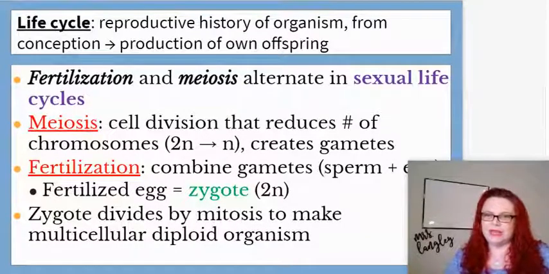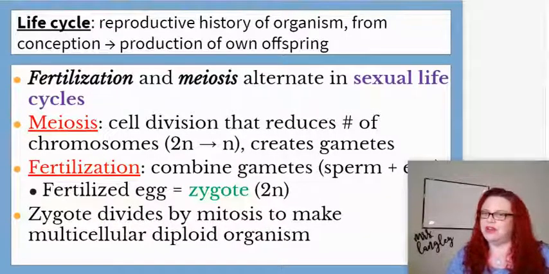The life cycle for an organism is from conception to being able to reproduce its own offspring. That's the life cycle. So fertilization and meiosis alternate in a sexual life cycle. For humans, we have fertilization and then meiosis. Meiosis are cell divisions that reduce the number of chromosomes from diploid to haploid to create our gametes, eggs and sperm. Fertilization is when we combine gametes, so sperm from one organism and eggs from another. And when we put those together, we come back to diploid, 2N, and we call that a zygote.